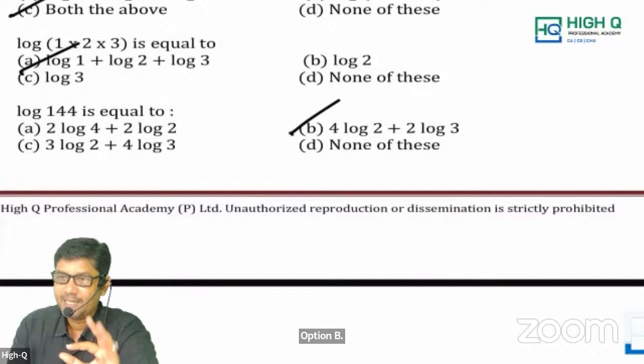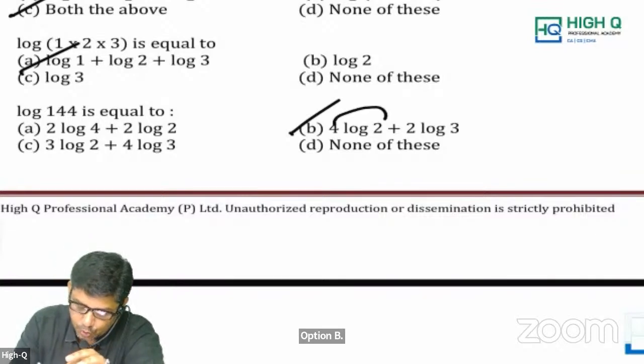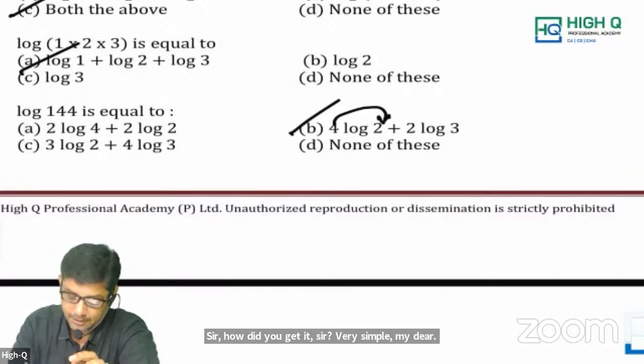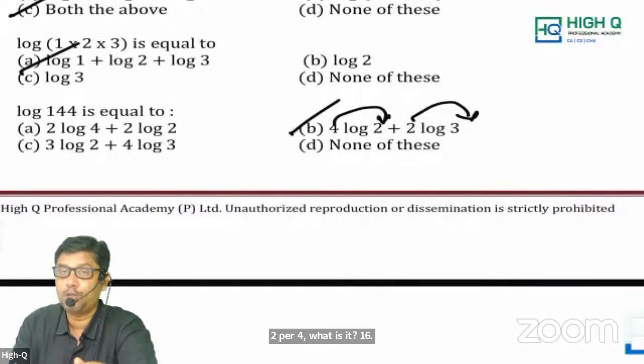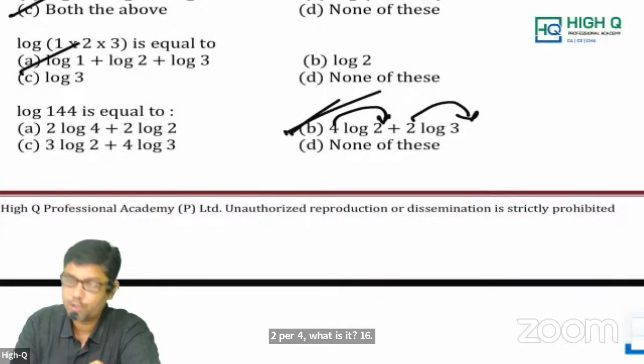Sir, how did you get it, sir? Very simple, my dear. 2 power 4. What is it? 16. 3 power 2. 9. 16 nines are 144. This should be the answer.